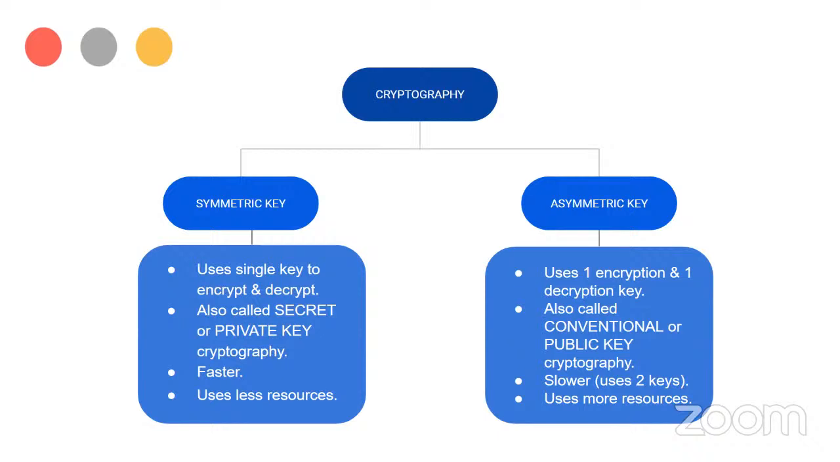But asymmetric key cryptography uses one key for encryption and one key for decryption. It's also called conventional or public key cryptography. It is slower because it uses two keys, and it uses more resources. The public key, also called the encryption key, is known to all, but the decryption key is different. The decryption key needs to be different in a way that either both parties possess it, or either of them has a totally different, separate decryption key of their own. We'll see all of that in a minute. We'll start with symmetric key cryptography first, and then move on to asymmetric key cryptography.